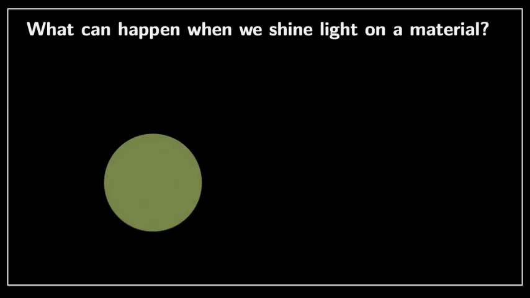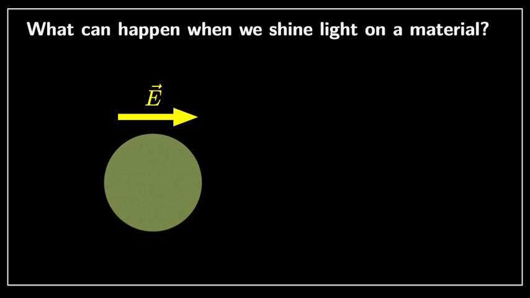So what can happen when we shine light on a material? Here the material is going to be very simplified by this sphere, this disk. And when we have a laser light that we shine on this material, we have an electric field which is a vector, of course, with a direction E.